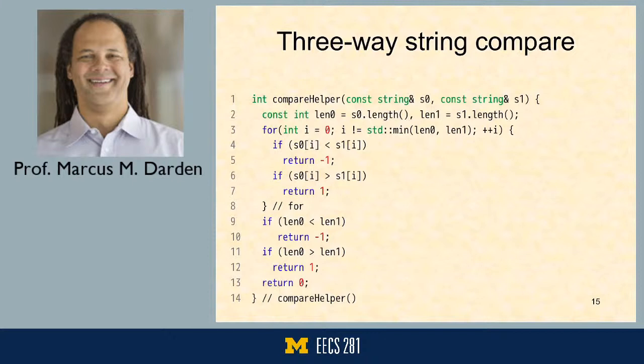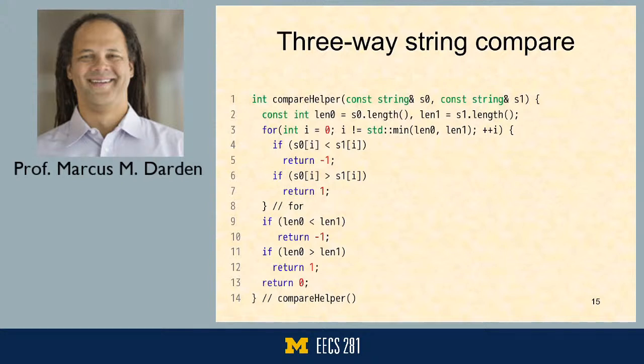So I mentioned this compare helper. This is what a three-way string compare could look like. This one takes in a couple of strings by const reference, of course. It's going to return 0 if they're equal. It's going to return less than 0, a negative 1, if the first string should show up in the dictionary first. It's going to return greater than 0, positive 1, if the first string should show up in the dictionary after the second string.